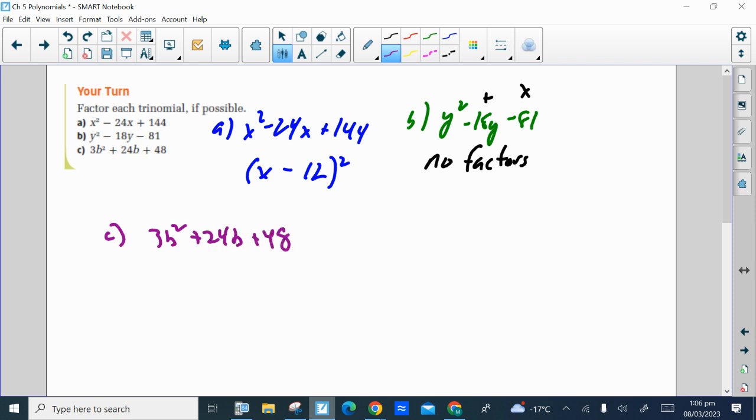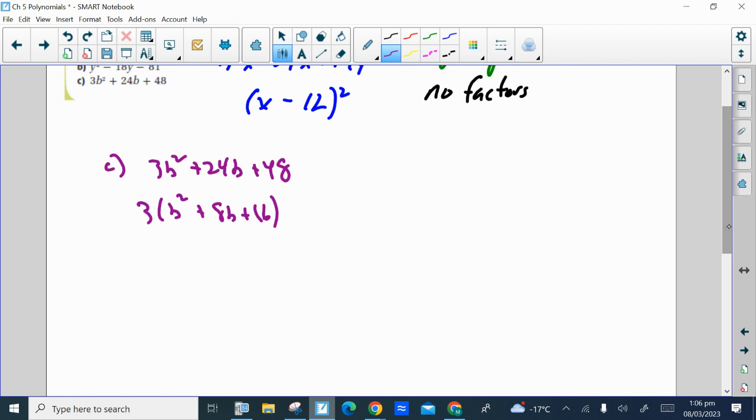This last one is not a perfect square trinomial as it stands right now because you can't take the square root of 3 or 48. But there is a common factor of 3 we could take out. And this might be a perfect square trinomial because the square root of b squared is b, the square root of 16 is 4, and if you multiply those two together and double, you will get that middle term of 8b. And because it's a positive 8b, it'll be b plus 4 all squared. But don't forget about the common factor. That's one of your factors, so it has to be included.